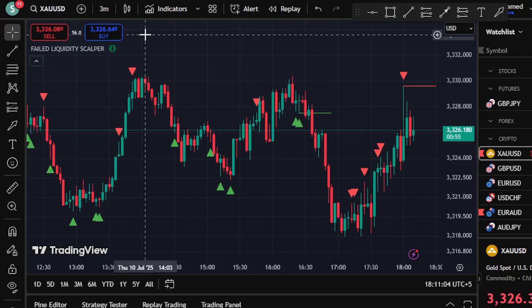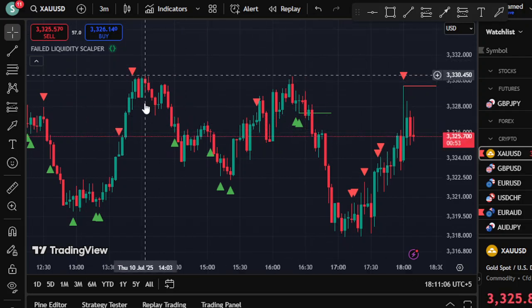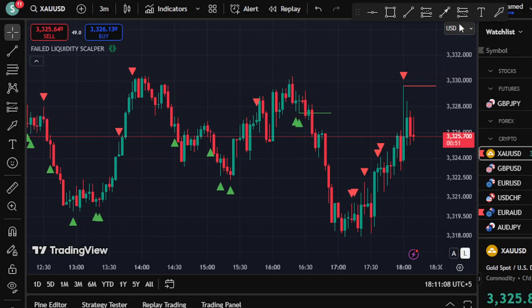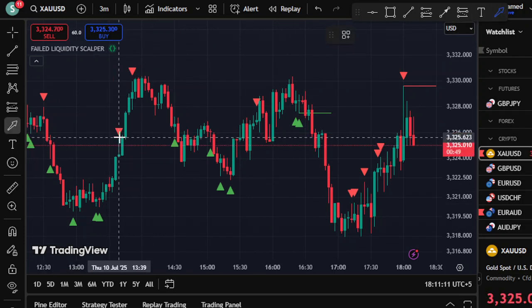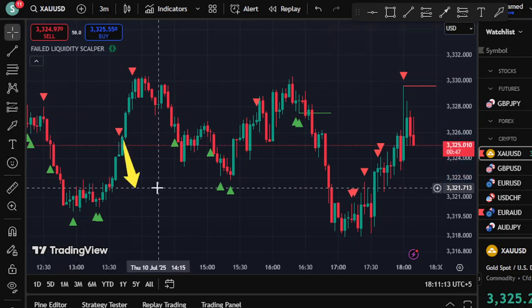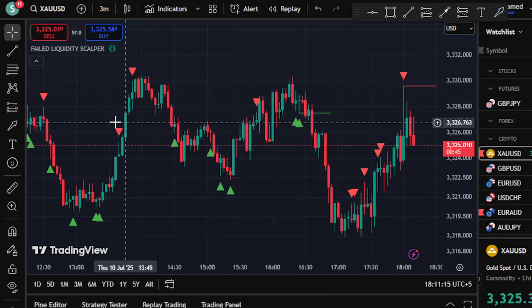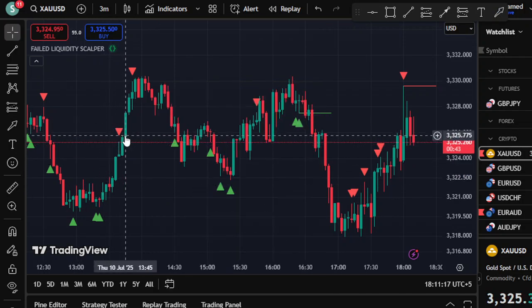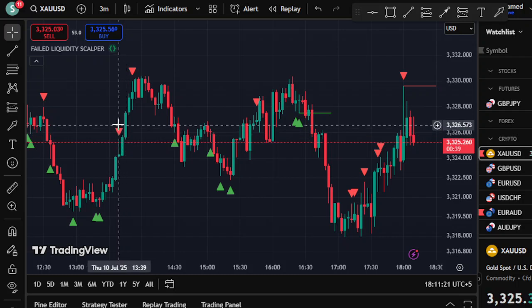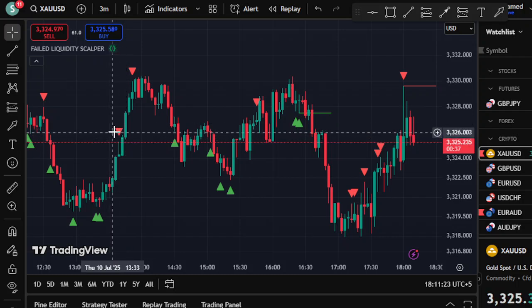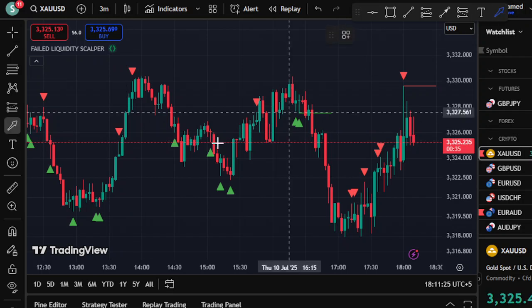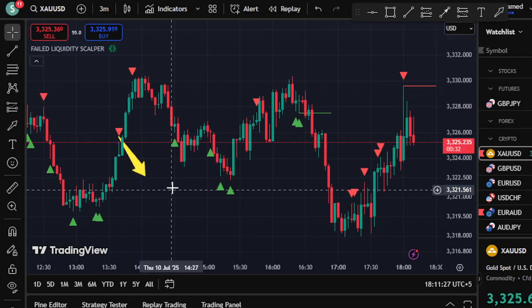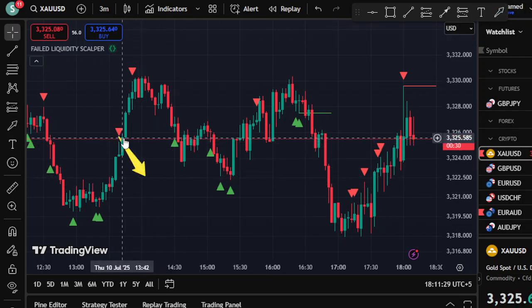If you just look at these signals, maybe you're thinking that if you have a sell signal from here, you need to sell. But basically this is not a sell, this is actually a buy for us because this is the failed liquidity. The liquidity is failed, and my indicator is suggesting that this is the retail trader trap, that they are entering into sell positions. Now you have to take a buy.